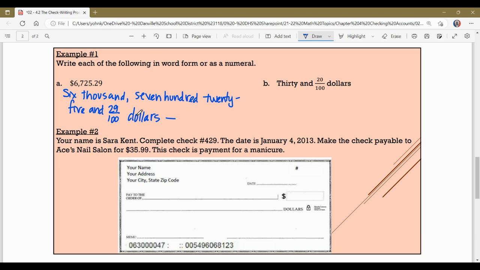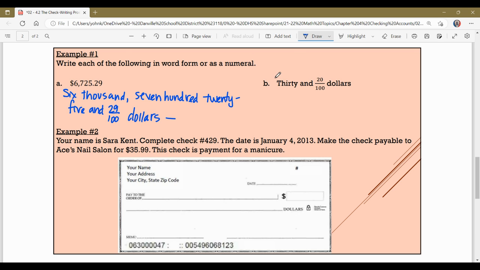So the 6,000 comes before a comma, same in the words. Notice 725 is not "seven hundred and twenty-five," it's just seven hundred twenty-five. The decimal gives the word "and," and 29 cents really means 29 out of $100.